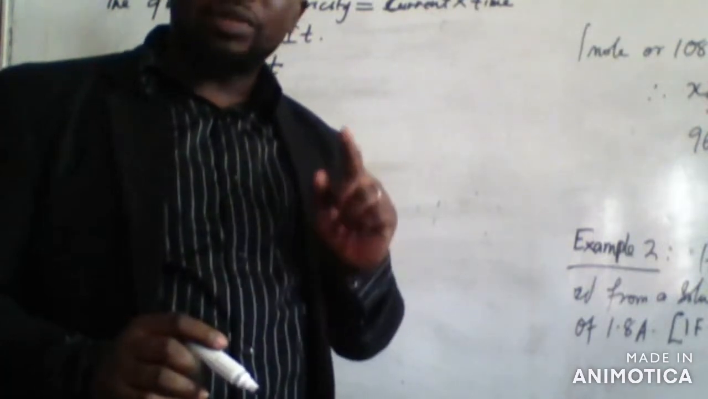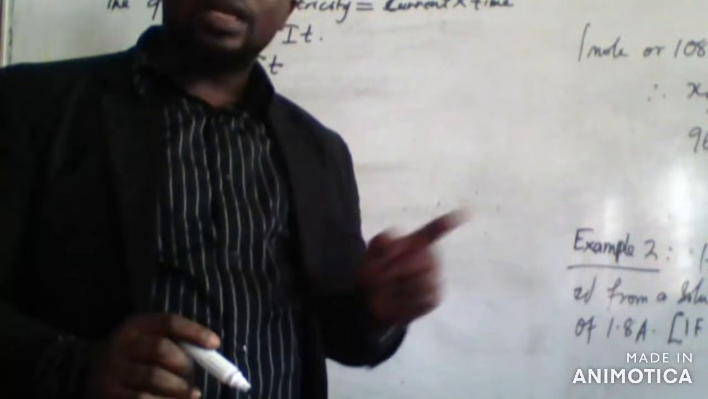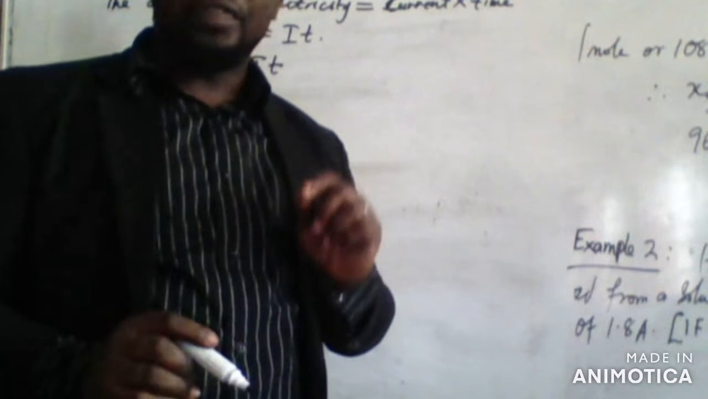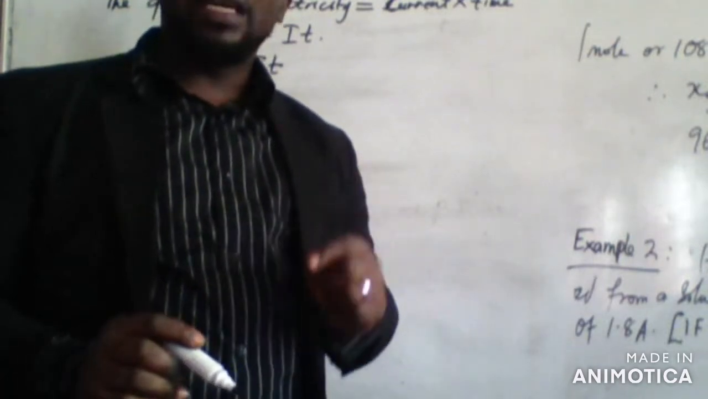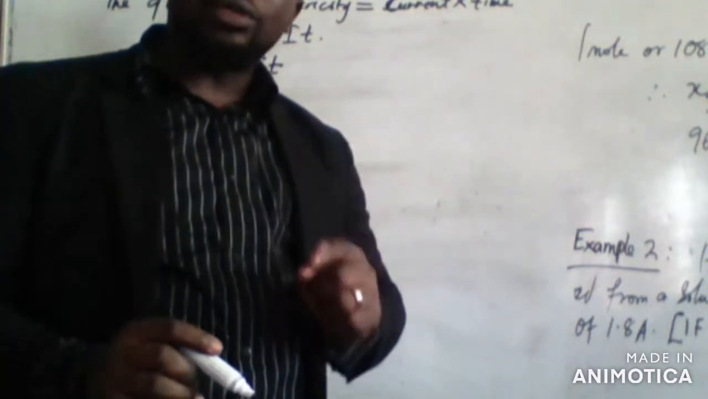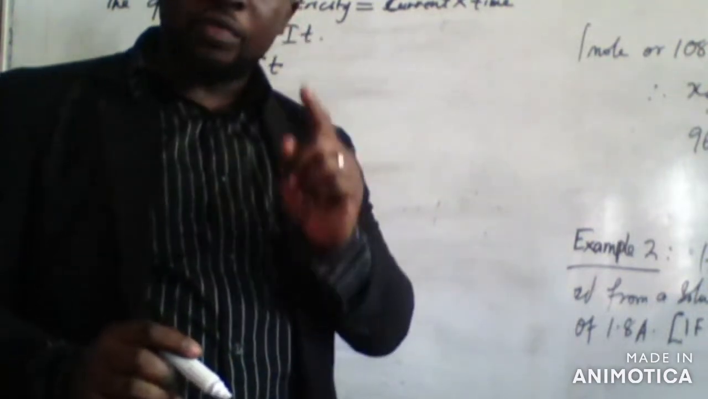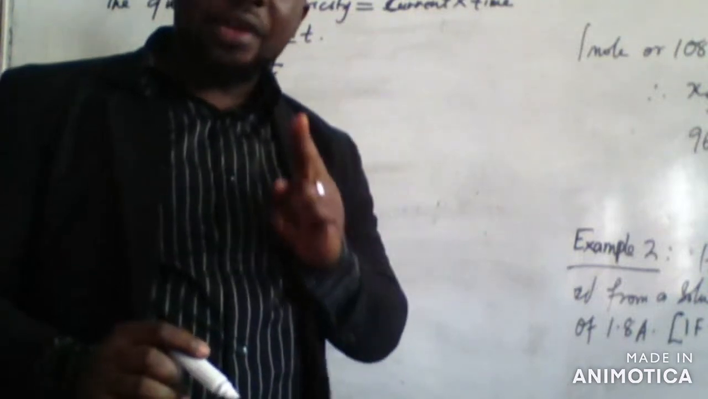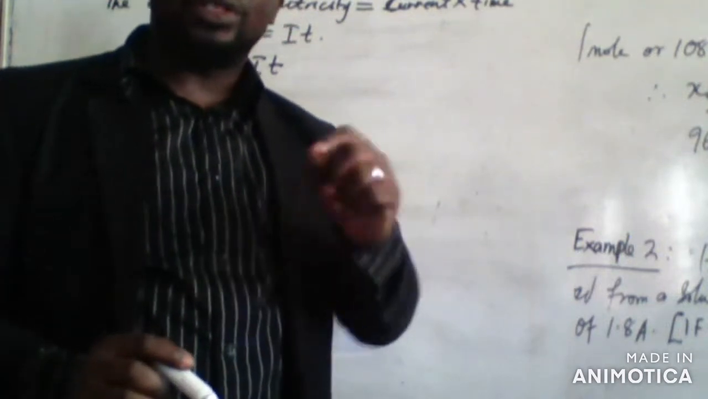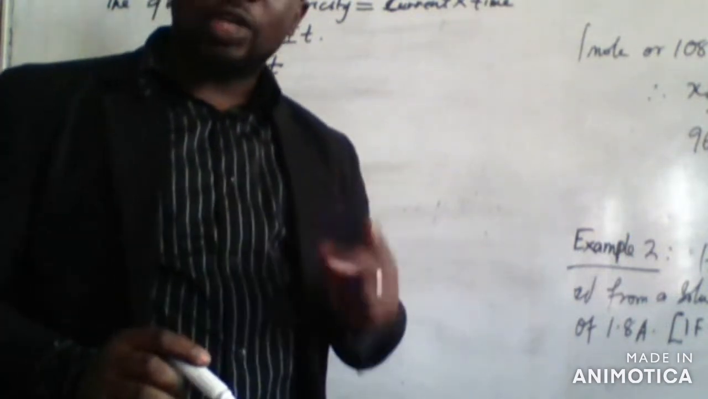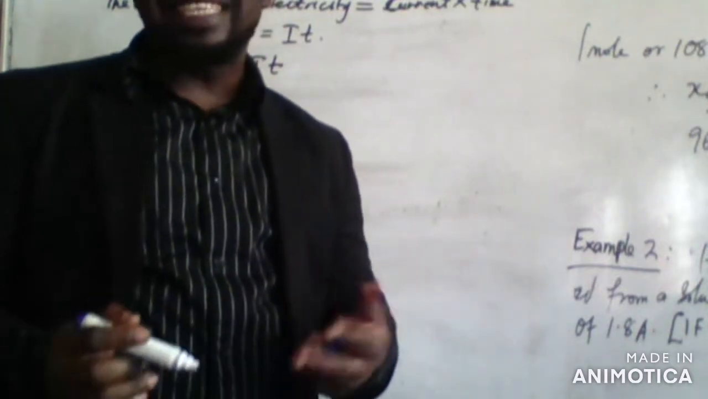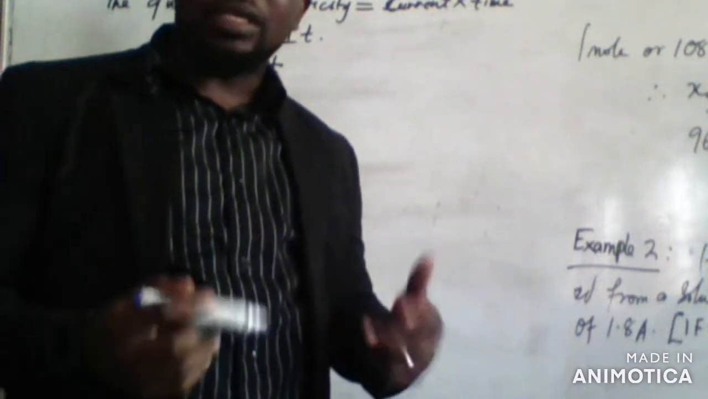And 1 Faraday of electricity, when you change it to coulombs, is equivalent to 96500 coulombs of electricity. So what does that imply? It means that you need 96500 coulombs of electricity to discharge 1 mole of a monovalent ion. Now for a divalent ion, you need 2 Faradays. What it means is that you need 2 times 96500 coulombs of electricity to discharge 1 mole of a divalent ion. For a trivalent ion like aluminum ion, of course, you need 3 Faradays of electricity, and so on and so forth.